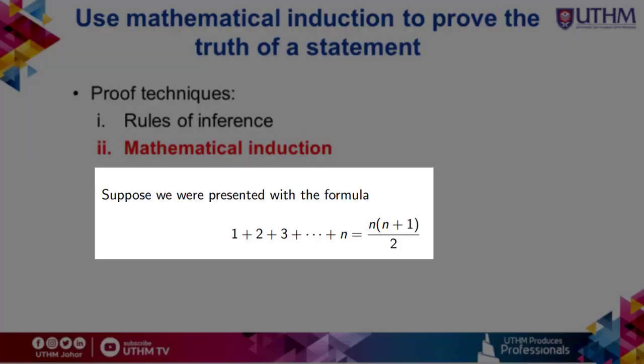Suppose that we were presented with the following formula and were not shown how it was derived. So, how could we prove that for all integers, n is greater than or equal to 1? We could try many different values of n, but how can we know it works for all n that is greater than or equal to 1?